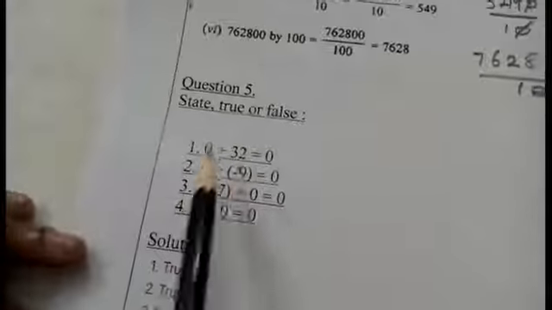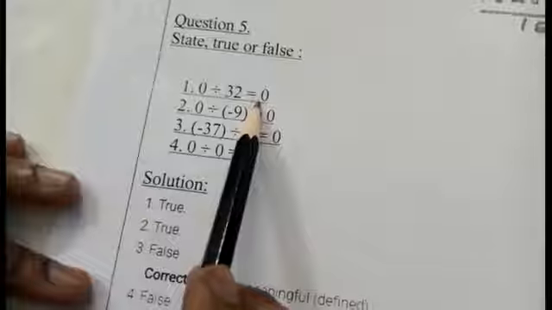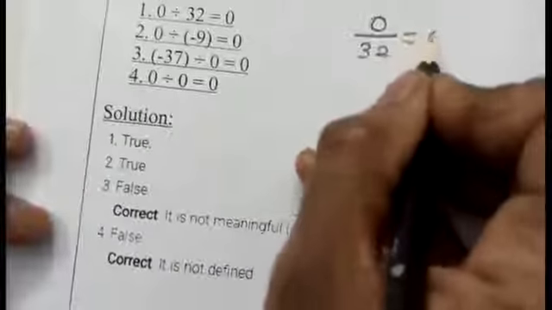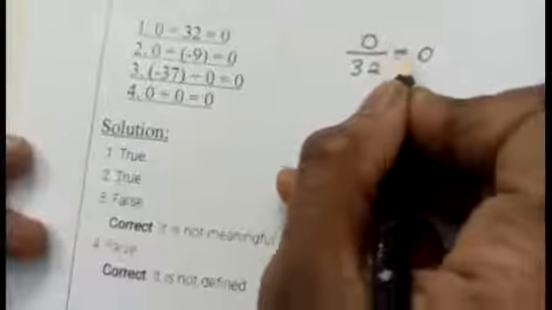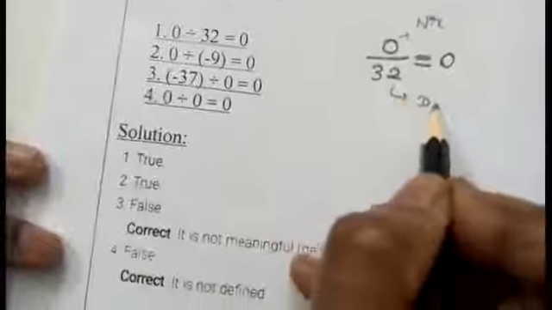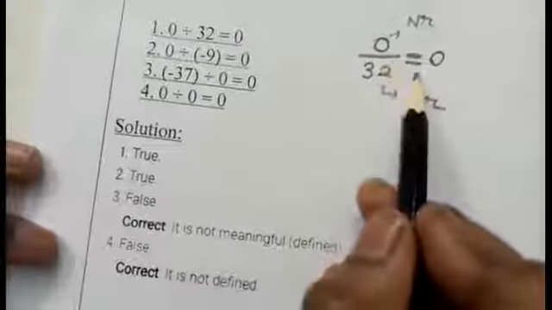Now we are going to come to the fifth question. The fifth question is in the model of true or false. Mainly we are going to see the concept here. 0 divided by 32 equals 0. True or false? I told you just now, 0 divided by any number, definitely it is going to be 0. That is a speciality of 0. 0 in the numerator part. The top is known as the numerator. NR means numerator, DR means denominator. You will get the value as 0. So this answer is correct. True. 0 divided by minus 9 is also 0. True.